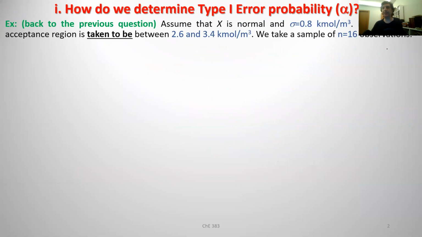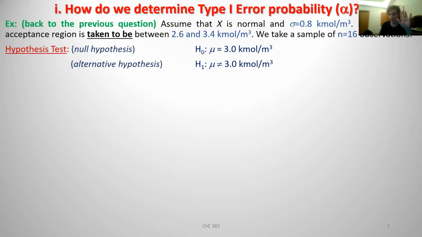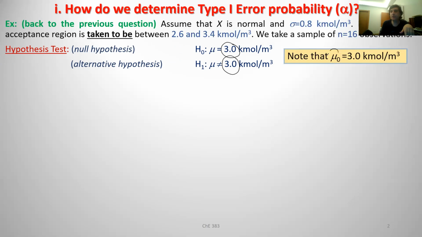Now, the arithmetical part: how do we determine the alpha value? Assume that X is normal and sigma is equal to 0.8 kilomoles per meter cube. Let's say the acceptance region is taken to be between 2.6 and 3.4. We take a sample of 16 observations. In this case, we first construct a hypothesis, still talking about the same question, true or not true. And mu0 is equal to 3.0. That's why mu equal to mu0 is the null hypothesis.